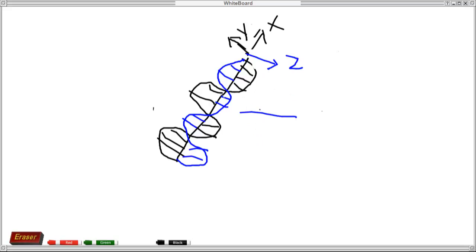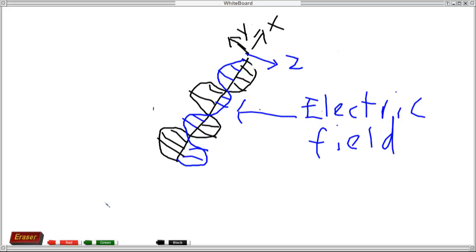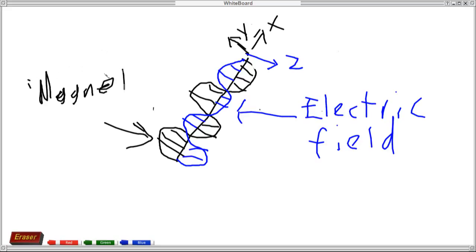So your blue part, this is your electric field, and this one is your magnetic flux.